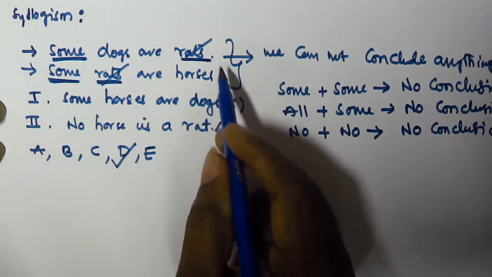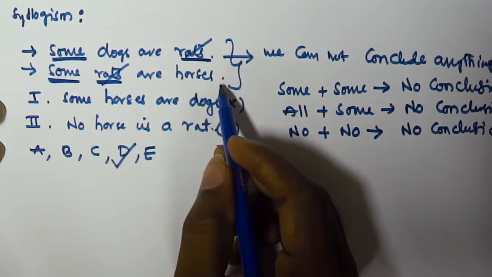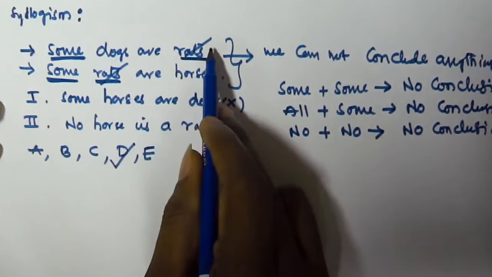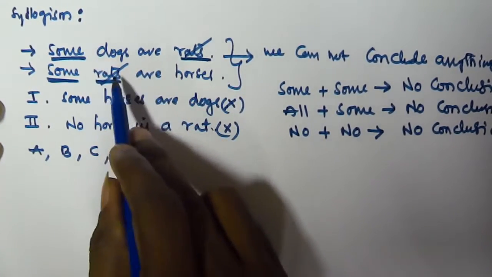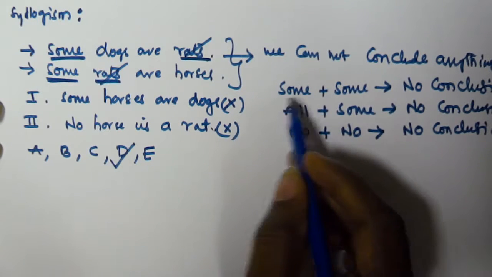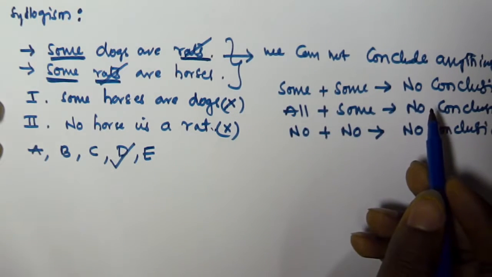Why? Because we cannot conclude anything from these two statements, because both of them are starting with some and some, and the predicate of the first one is equivalent to the subject of the second one. So according to the rule, some plus some will give no conclusion.